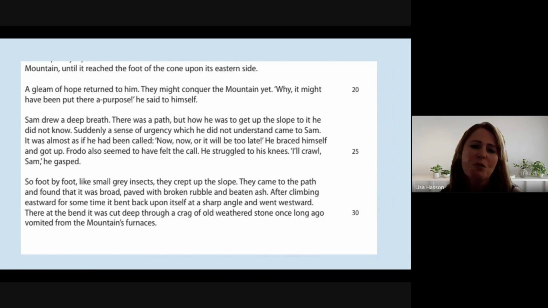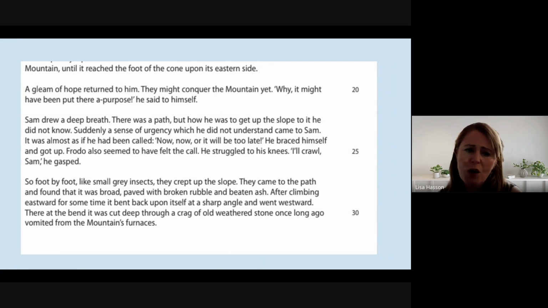A gleam of hope returned to him. They might conquer the mountain yet. Why, it might have been put there on purpose, he said to himself. Sam drew a deep breath. There was a path, but how he was to get up to the slope to it, he did not know. Suddenly a sense of urgency, which he did not understand, came to Sam. It was almost as if he'd been called. Now, or it'll be too late. He braced himself and got up. Frodo also seemed to have felt the call. He struggled to his knees. "I'll crawl, Sam," he gasped.